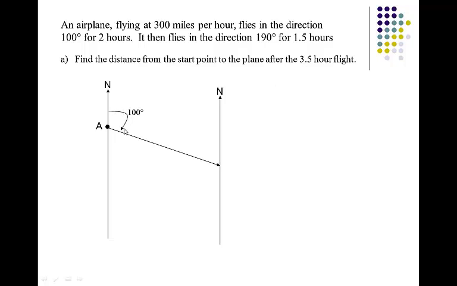So here's the first leg. We went 100 degrees, and that means you open to the right 100 degrees, and we ended up right here. Now we're going to have to open up 190 degrees. And there we go. We open up 190 degrees. And so after 3.5 hours in flight, we're sitting down here. The first leg was 2 hours, and the second leg was 1.5 hours.